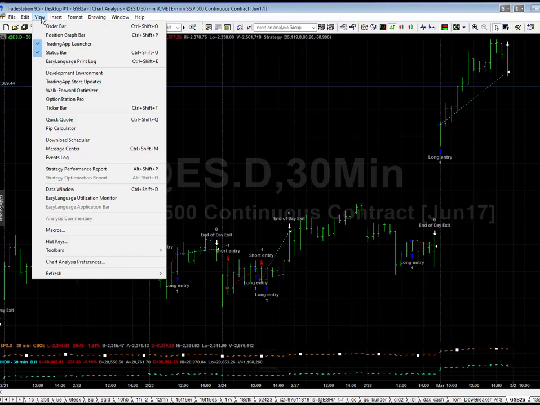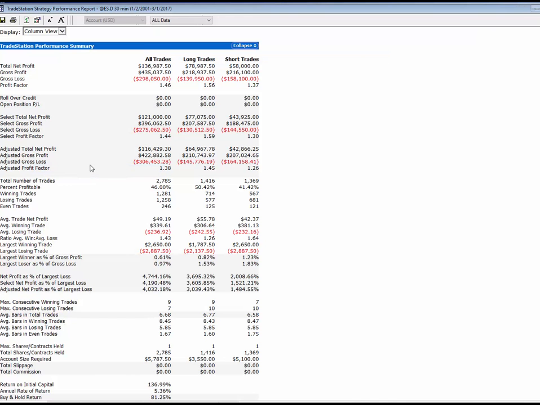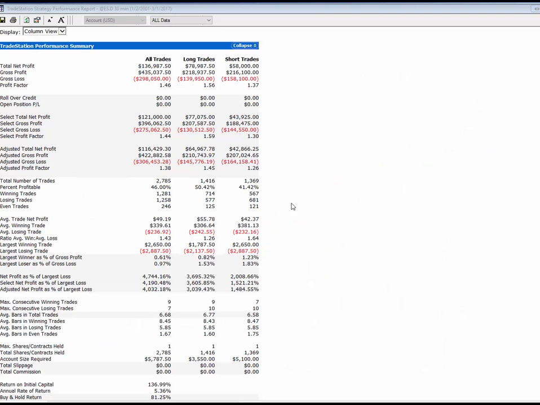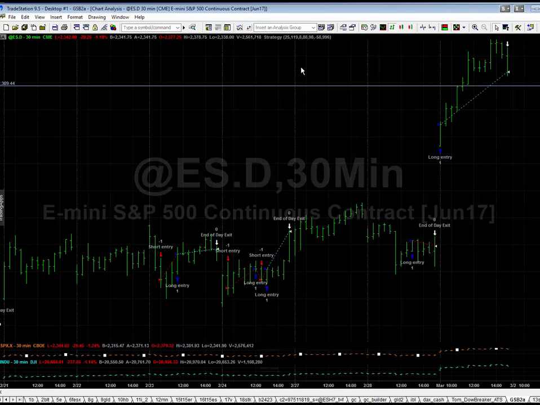This was the next system that I tried on TradeStation from Genetic System Builder. You can see it's made $136,000, profit factor of 1.46, average trade of $49, and $5,700 drawdown. Not great metrics, but that is a raw system out of the system builder with no optimization, no additional filters in there whatsoever.